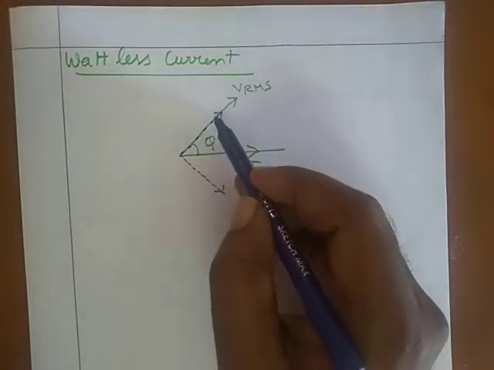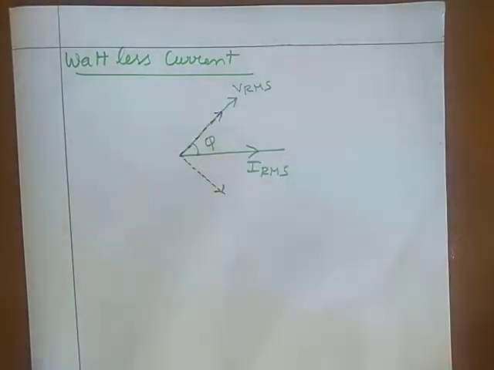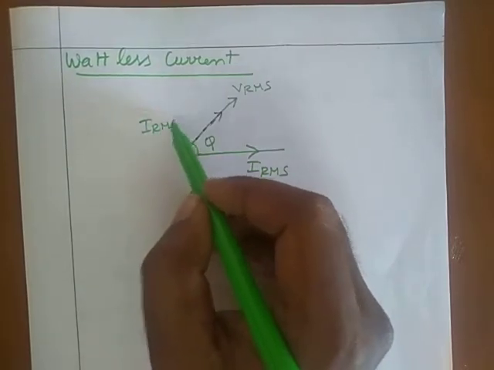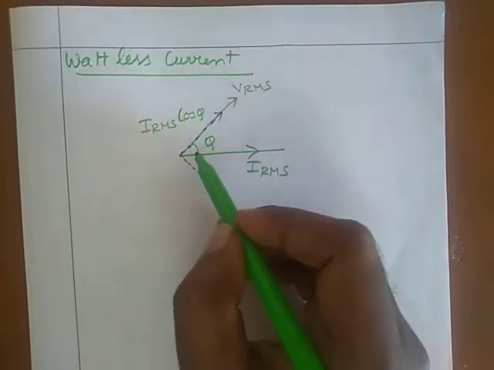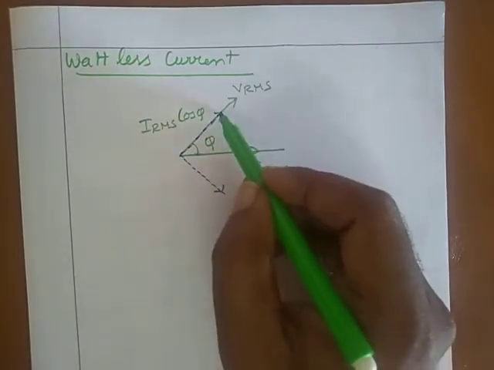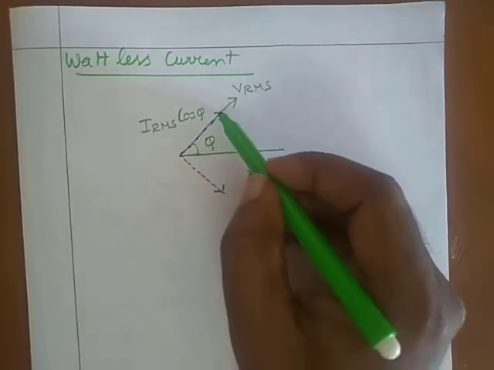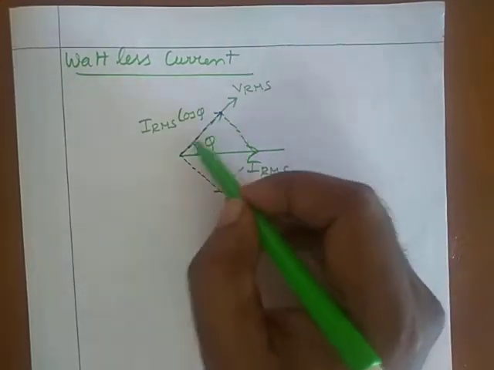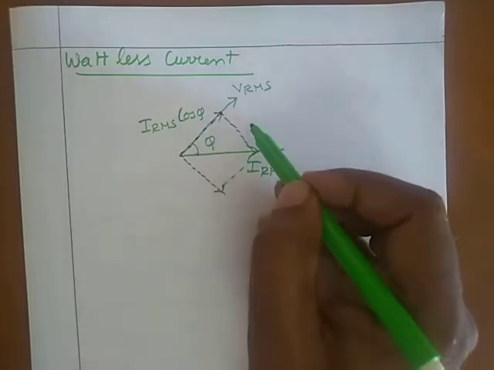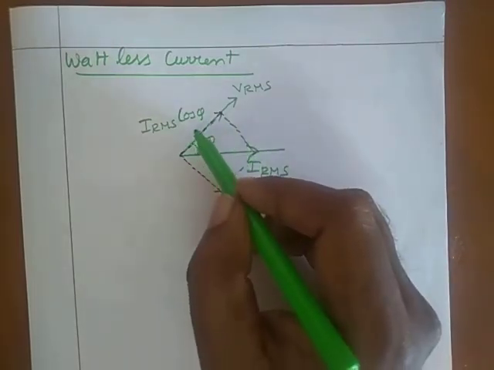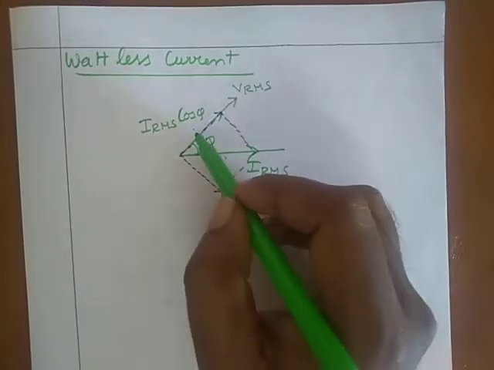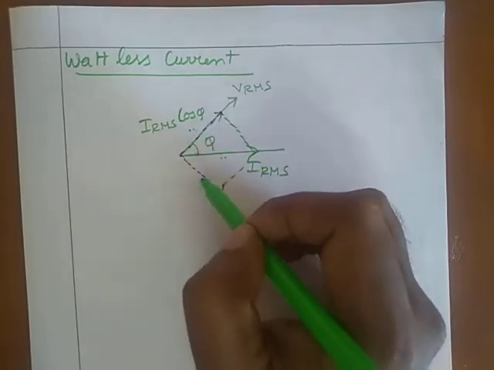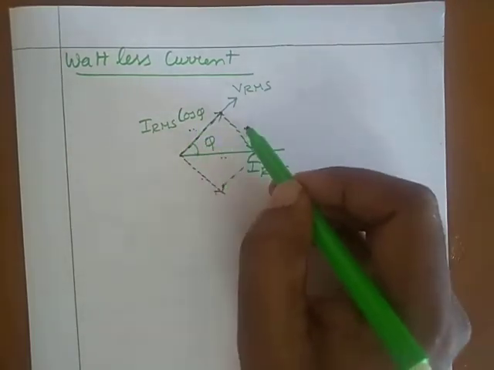Then this component can be written as Irms cos phi, because it is the adjacent side of the triangle. Suppose it is drawn like this. For this triangle, this is the adjacent side, it is a hypotenuse, this is the opposite side. Cos theta is equal to adjacent side by hypotenuse, so we can write hypotenuse into cos theta. In order to find this value, but this value is equal to this value, so we can consider this value alone.